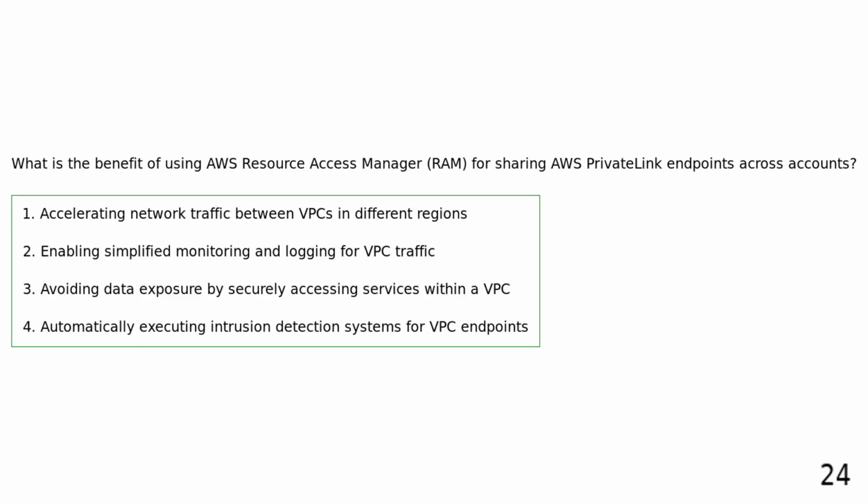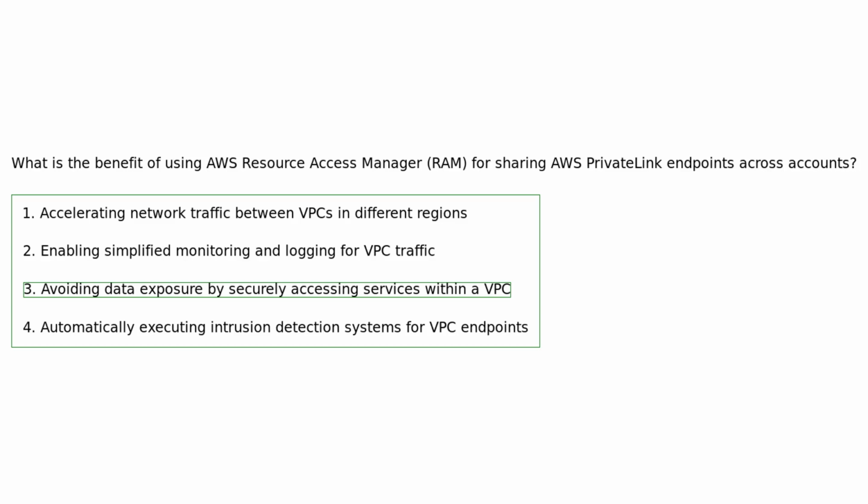What is the benefit of using AWS Resource Access Manager for sharing AWS PrivateLink endpoints across accounts? Accelerating network traffic between VPCs in different regions. Enabling simplified monitoring and logging for VPC traffic. Avoiding data exposure by securely accessing services within a VPC. Automatically executing intrusion detection systems for VPC endpoints.